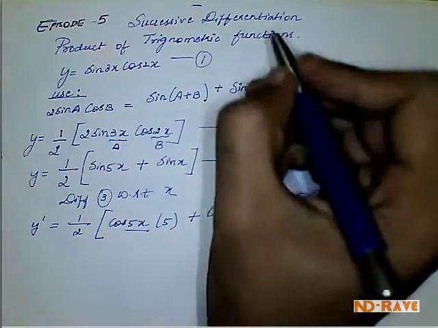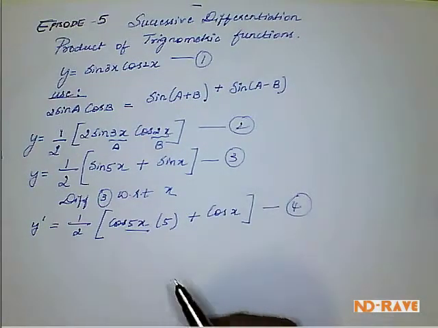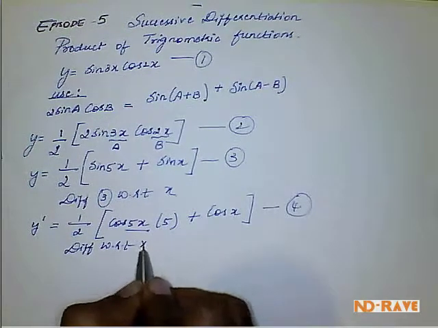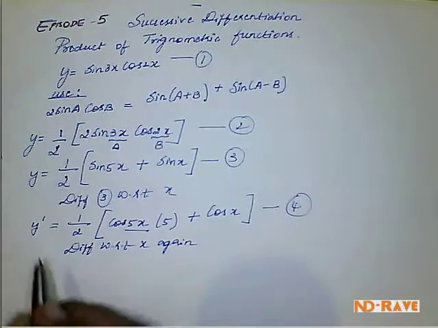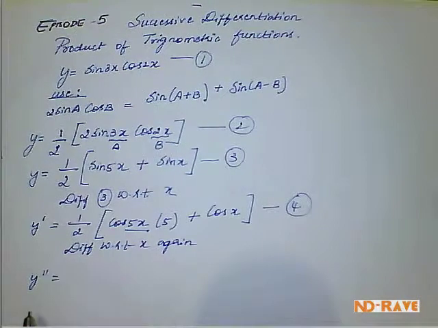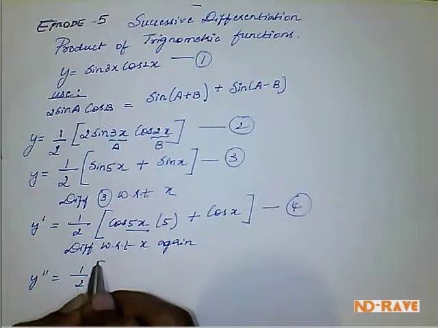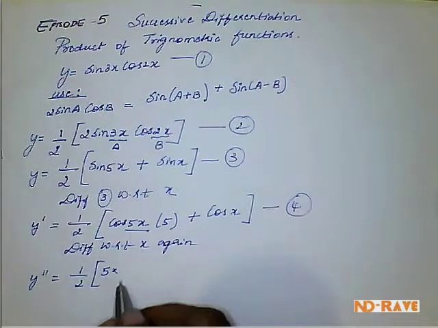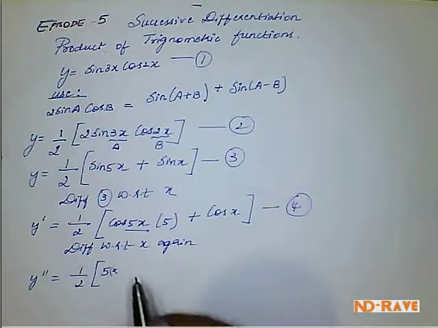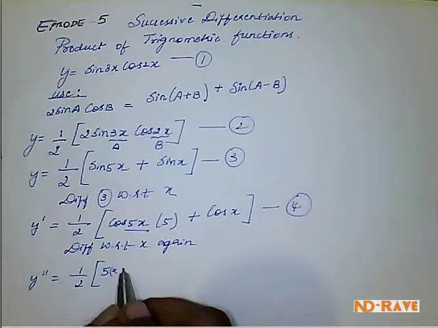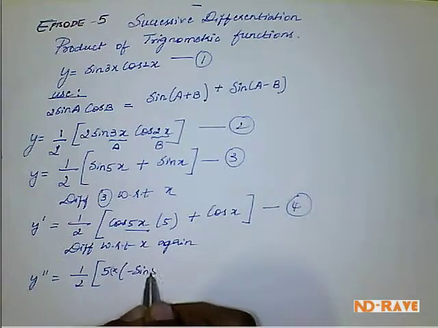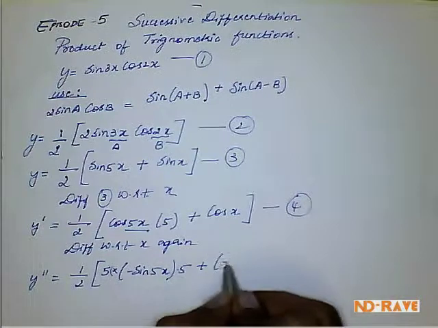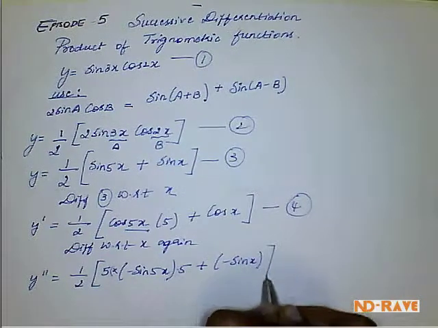Now the question is to find the second differential, which is the successive differentiation we usually take. So again differentiate with respect to x. You get the second differential, that is y double dash. So half into, the constant is 5, so I write 5 into, this is a multiply sign, or you can just put a dot also. So 5 into the differential of cos 5x, which is minus sine 5x into the differential of 5x, which is again 5, plus the differential of cos x, which is minus sine x. The sign is very important over here, as you can see.